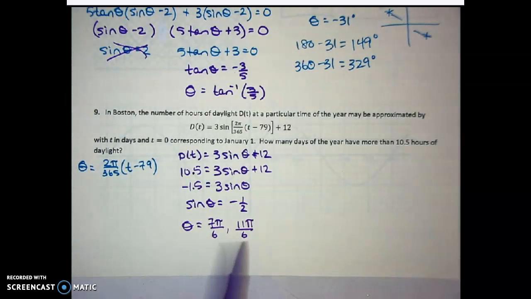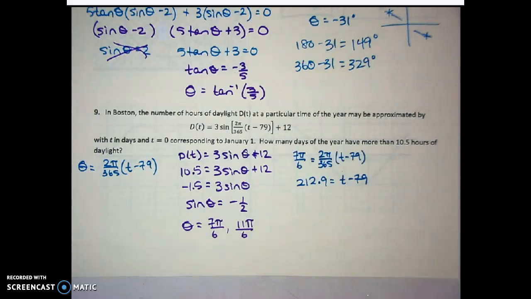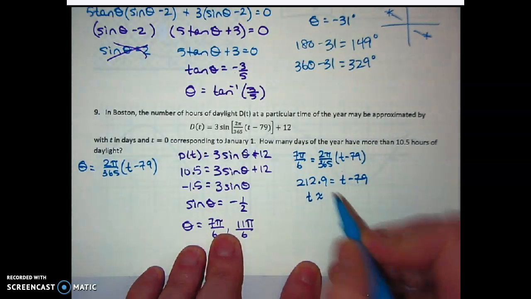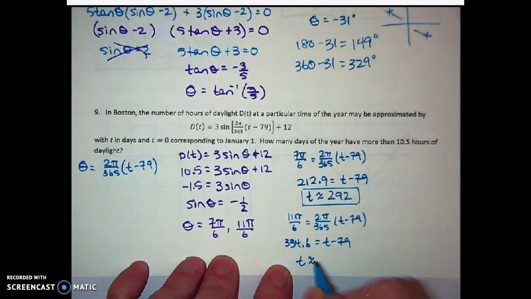But now remember, that's not what our answer is. That's what theta is. So now we have to set both of those equal to this big mess up here and actually solve for t. So go ahead and pause the video and do that. Multiplying by that reciprocal, so multiplying both sides by 365 over 2 pi would cancel and make that 1, and when we multiply that side we get 212.9. When we add 79, we get that t is approximately 292. And multiplying by that reciprocal, we get 334.6, so we get that our t in this end is approximately 414.